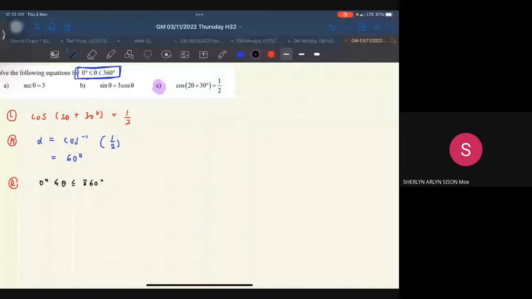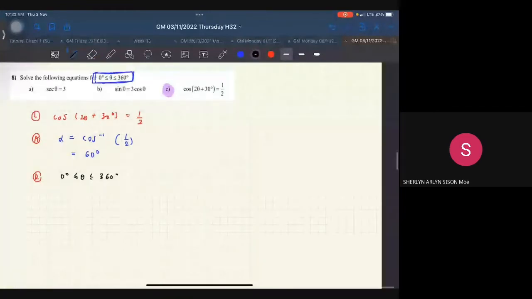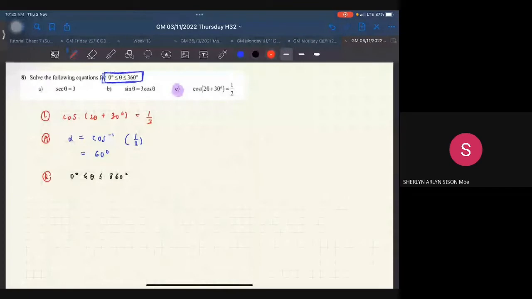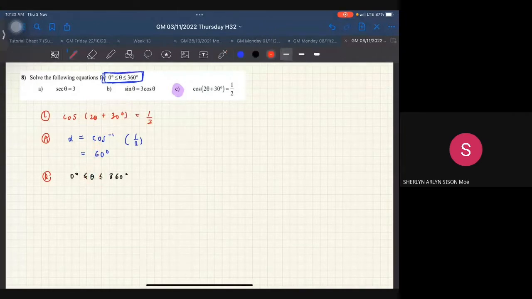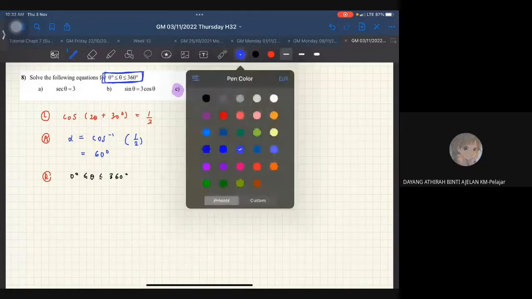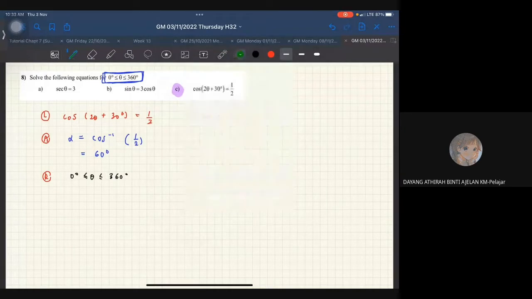Okay, tapi awak kena modifykan awak punya range sekarang ni sebab kita ada 2 theta plus 30 degree. Tapi sekarang awak ada theta sahaja. So macam mana kita nak tukarkan this theta into 2 theta? Awak nak tambah 30 dulu ke awak nak darab dengan 2 dia? Darab 2. Yeah, exactly. So we multiply with 2 first. Okay, thank you. So kita darab dulu everything dengan 2.